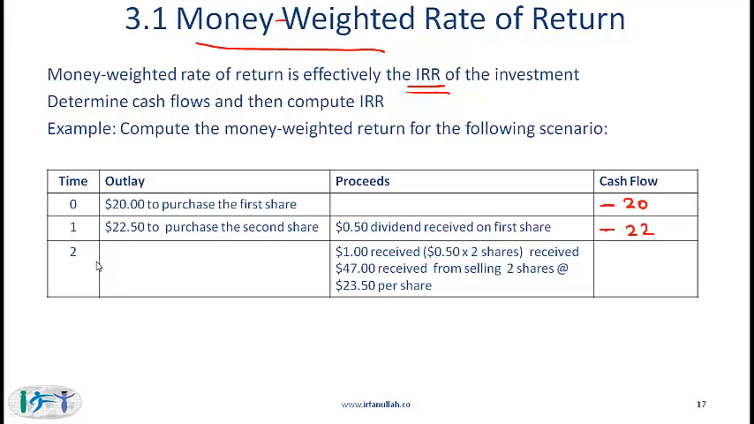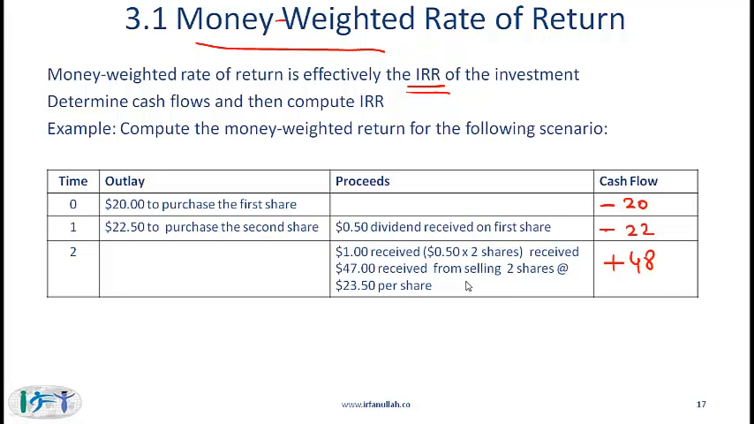At the end of period 2, you receive $1. This means that you are getting a 50 cents dividend on each share. So that's the plus 1. And you are receiving $47 from selling the 2 shares. So overall, you are getting 48 at the end of period 2.